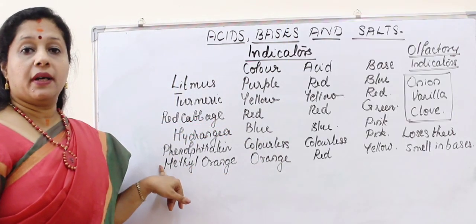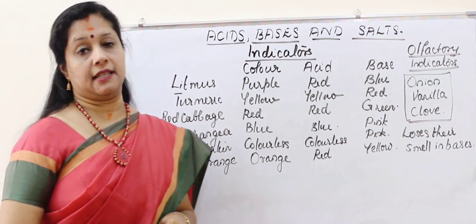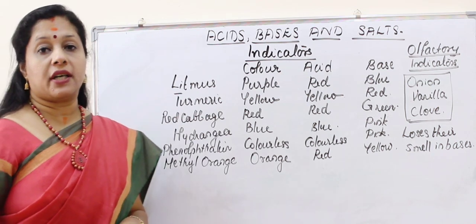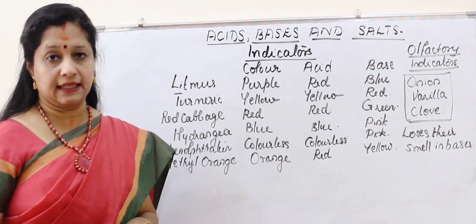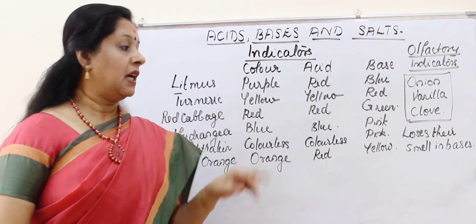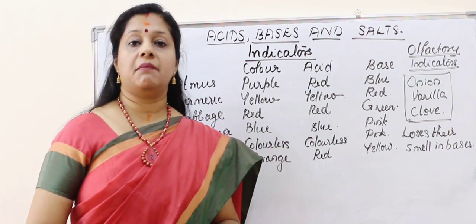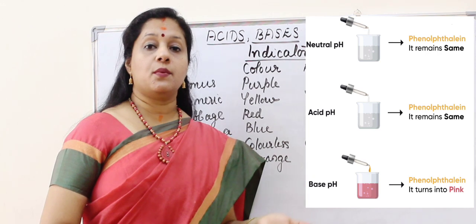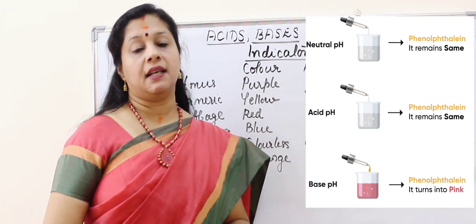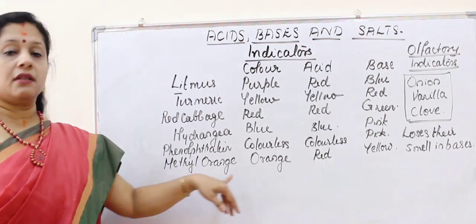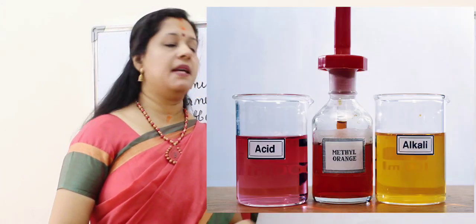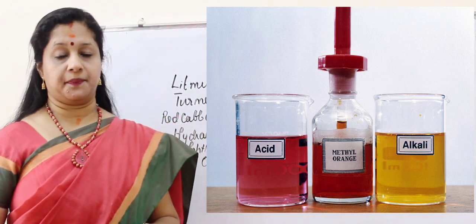The next two that we are discussing are synthetic indicators. They are used in the lab. Phenolphthalein and methyl orange are the two indicators which are synthetic. Phenolphthalein is a colorless substance or solution, and it remains colorless in acidic medium, whereas when it comes in contact with a base, it will turn pink. In the same way, methyl orange is orange-reddish in color. In acid it remains red, whereas in base it will turn yellow in color.